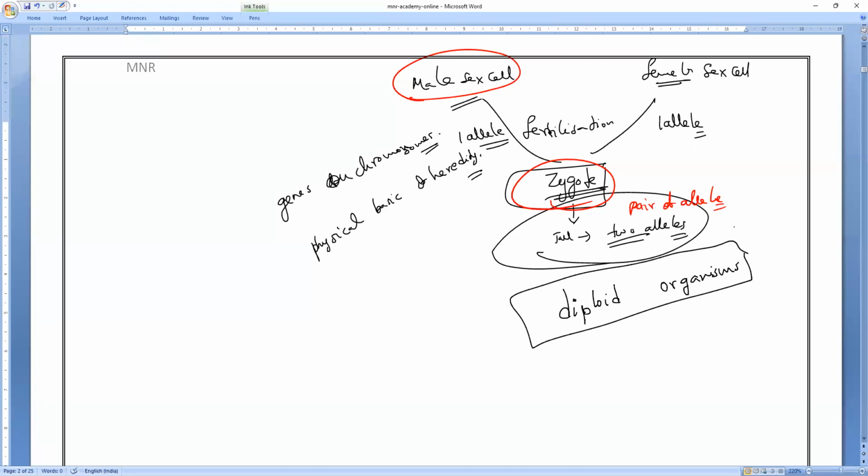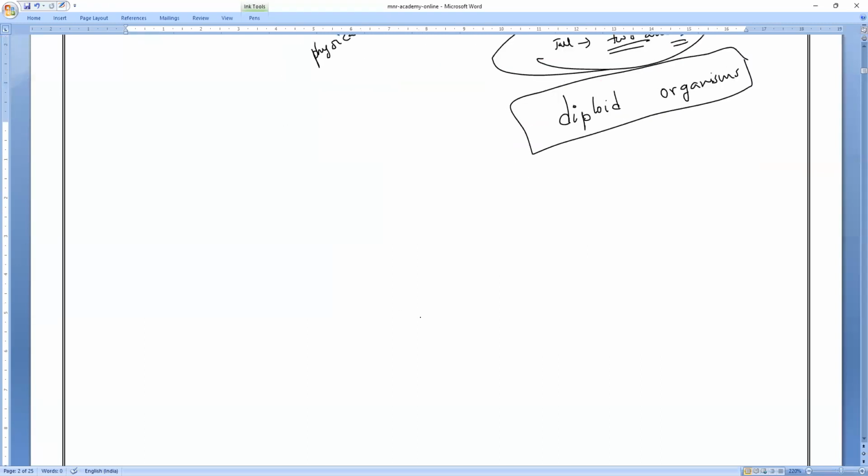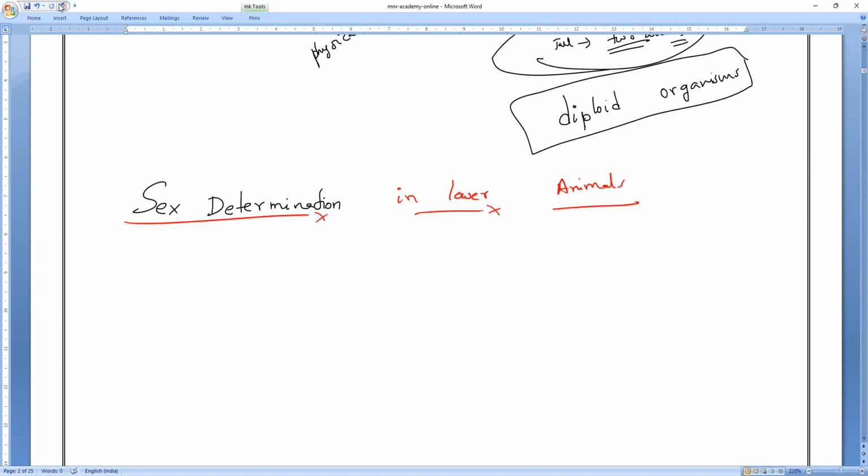But there are organisms that are a little lower than animals like humans. In those animals, how the sex is determined, whether male or female, depends on environmental conditions. So sex determination in lower animals is the most crucial. The environment will decide male or female.